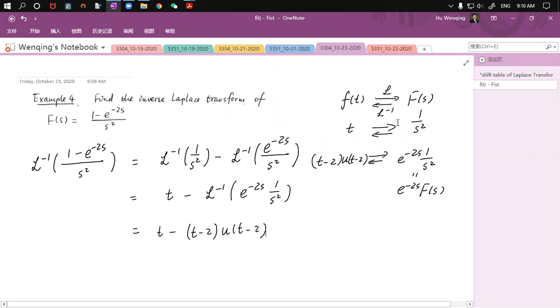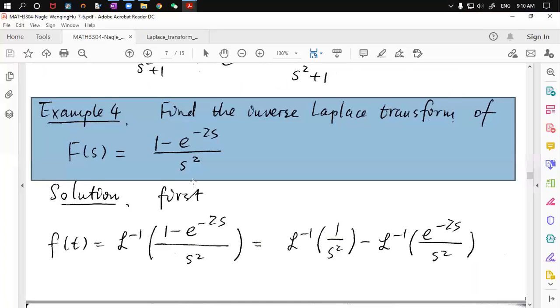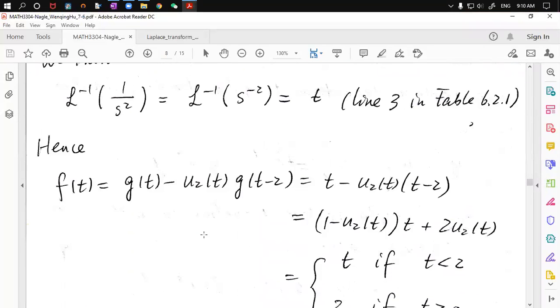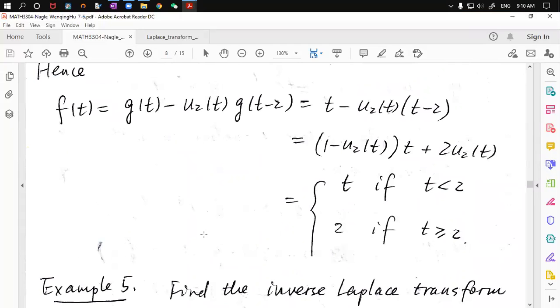So from the shift table, you have to recognize that this exponential is not important, but you can eliminate it by doing an exponential shift. That's a very important observation and a very important method that one has to be able to use.